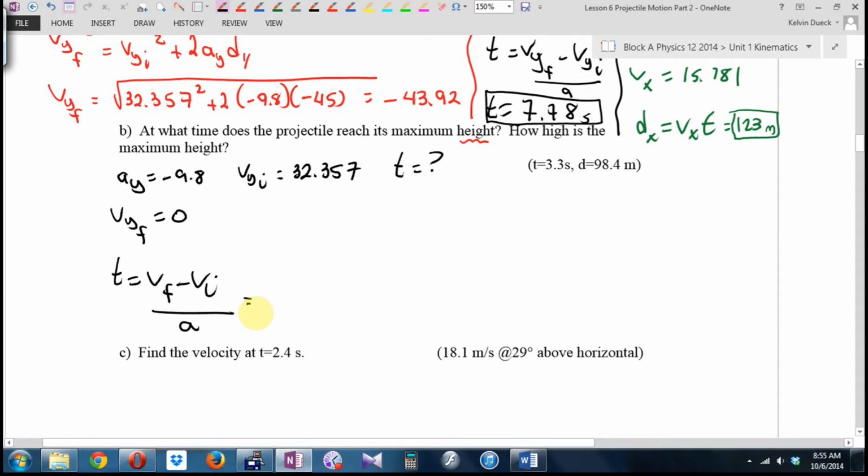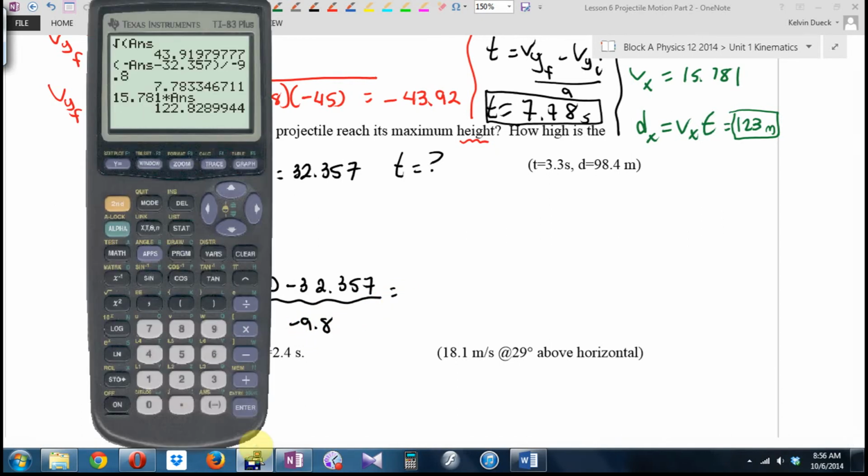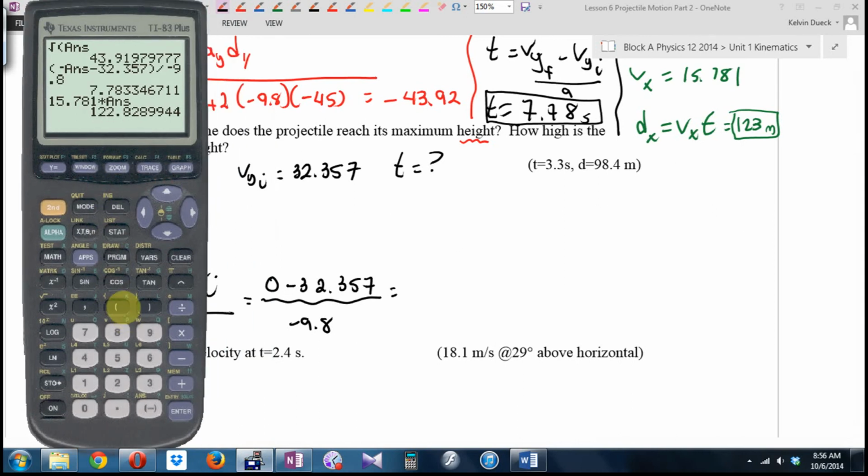Wow, after all that work, this one's not so bad. 0 minus 32.357, all divided by negative 9.8. More than one number on the top, brackets: 0 minus 32.357, all divided by negative 9.8. You get 3.3 seconds. Woohoo!